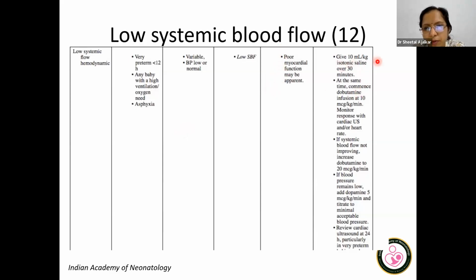Here again, a fluid bolus, but it is 10 ml per kg and slow. And we have to start with dobutamine, because they have recommended dobutamine for a low systemic blood flow state. If the systemic blood flow is still not improving, we can increase to 20 mics after starting at 10 mics. And if the blood pressure remains low, add epinephrine and then do cardiac screening.